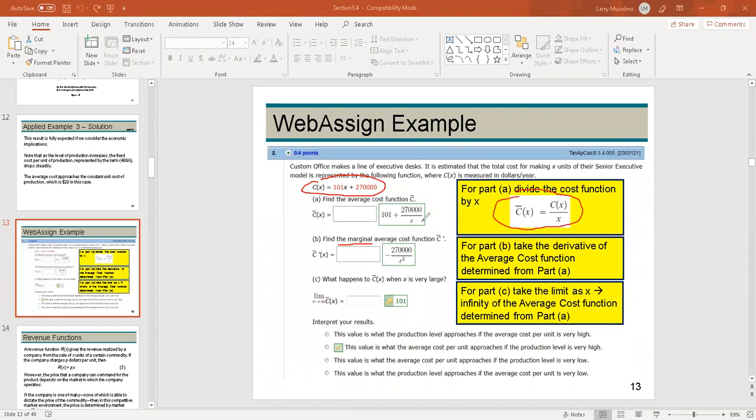And remember, for the answer you got in part A, you'll want to take this x and move it upstairs and rewrite it as x to the negative 1. And now they're asking what happens to the average cost function when x gets very, very large. Well, if x is getting very, very large, then this fraction is going to go to 0. And so you can see the answer is just 101.